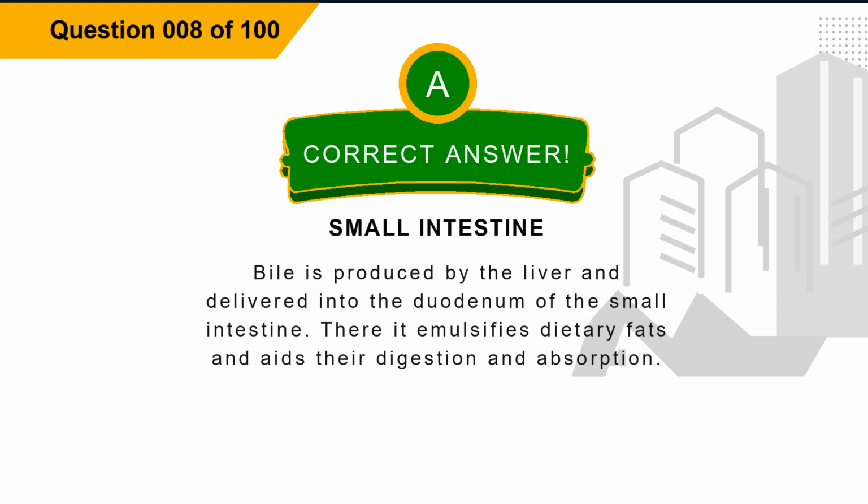Small intestine. Explanation. Bile is produced by the liver and delivered into the duodenum of the small intestine. There it emulsifies dietary fats and aids their digestion and absorption.